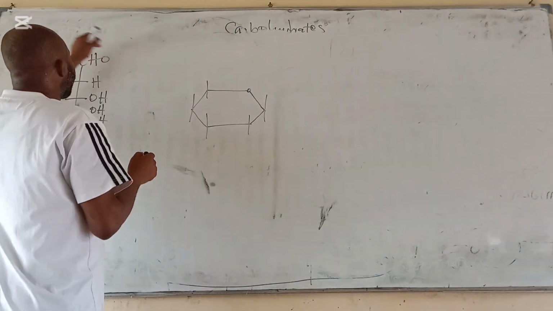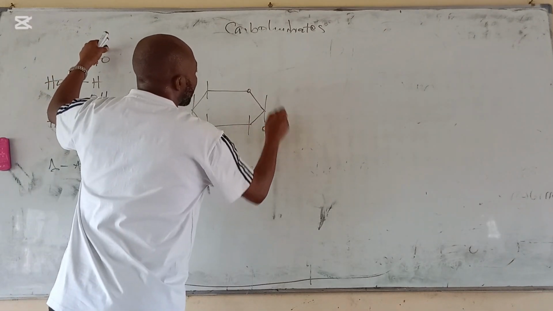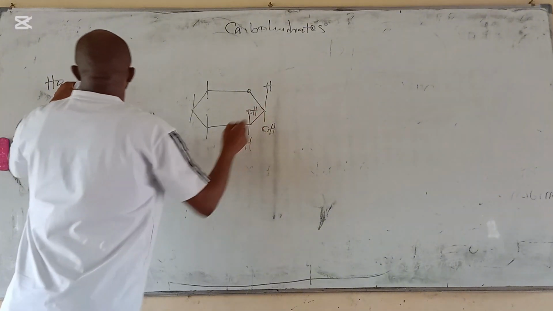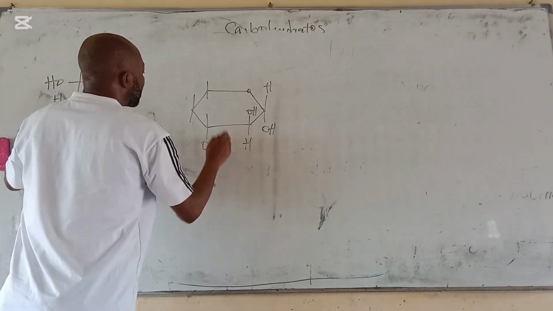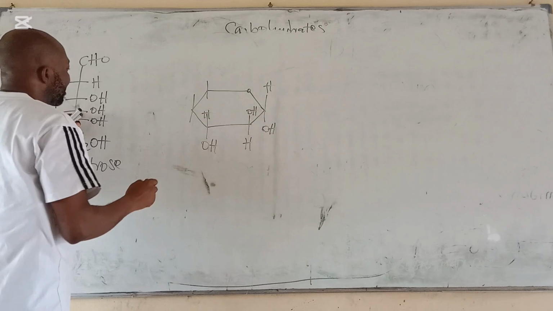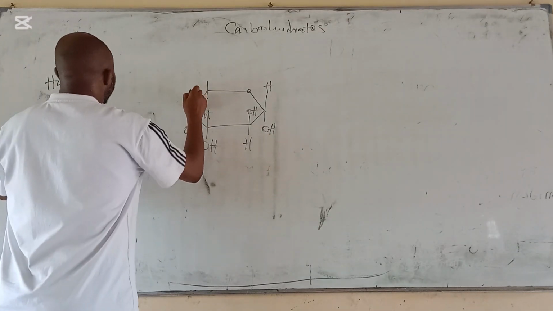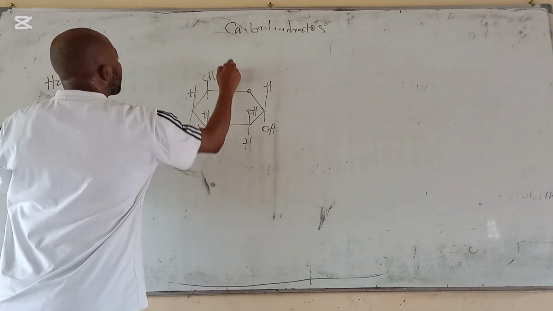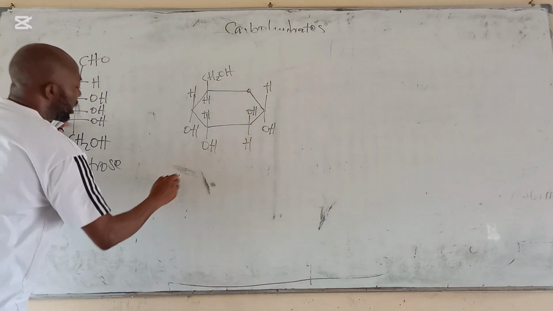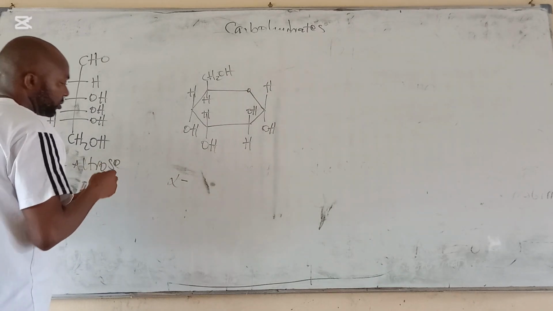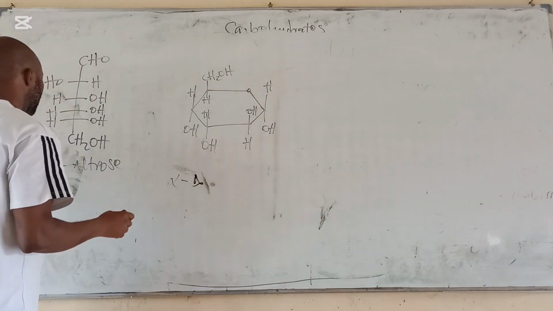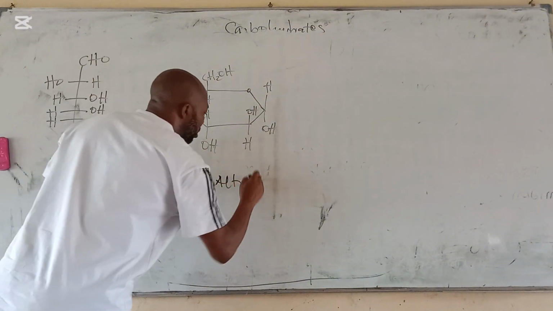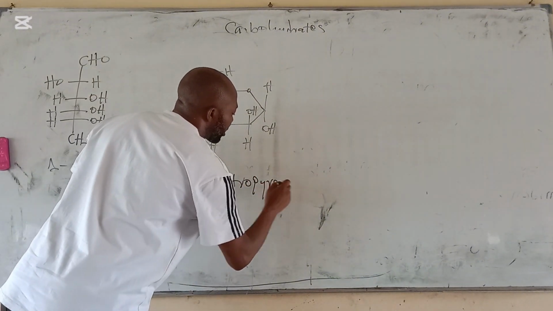Alright. If I keep my OH at the right, it will be down here. And here will be hydrogen. This one at the right is down, OH is up. This one at the right is down, OH and hydrogen is here. This one at the right is down, OH is here and hydrogen is up. And this one will go. So this will give me my CH2OH and this is hydrogen. So this is alpha-D-arabinopyranose.